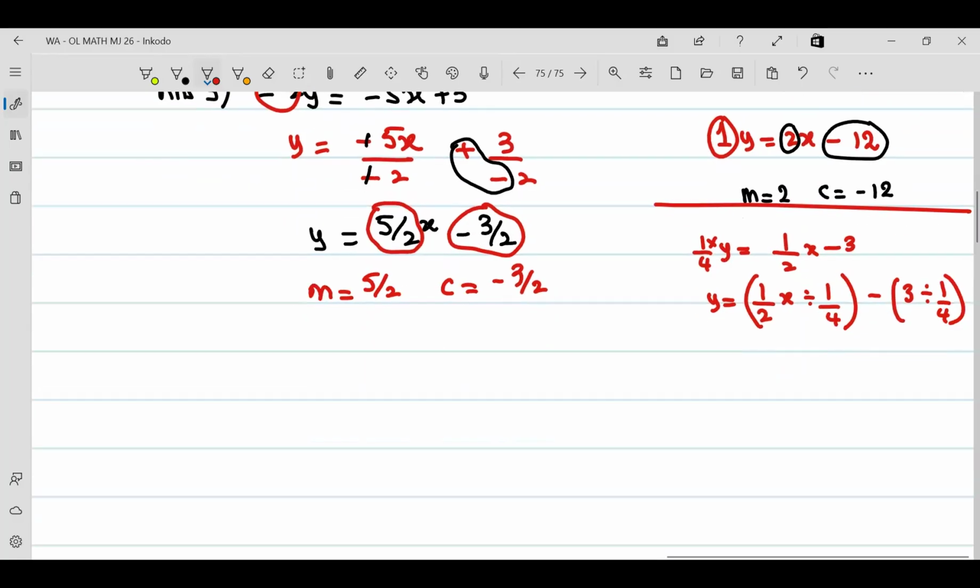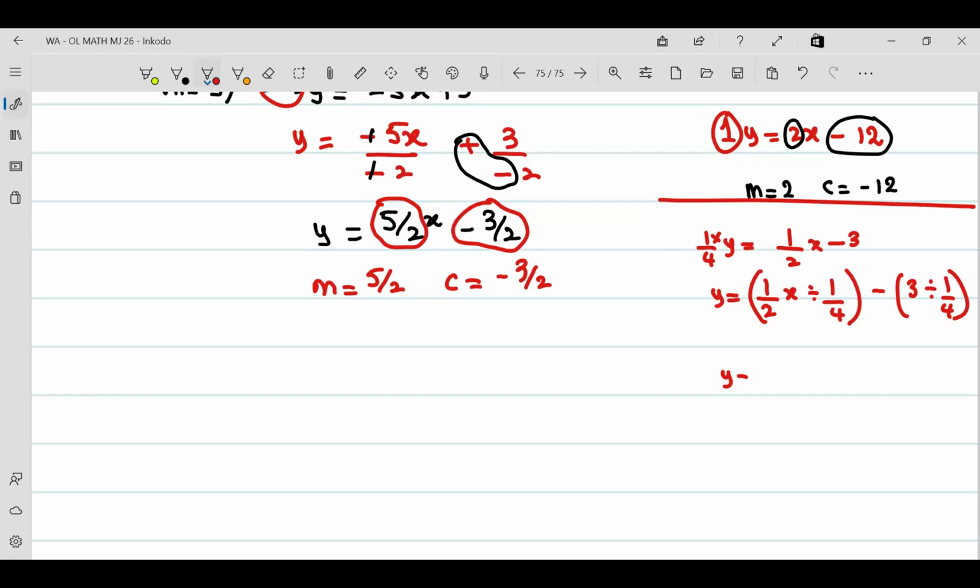Right? Now, can you change the division sign into a multiplication sign? Multiplied by, yes. It reciprocates, right? That's 4 over 1. Do all of you agree? Minus, yes.